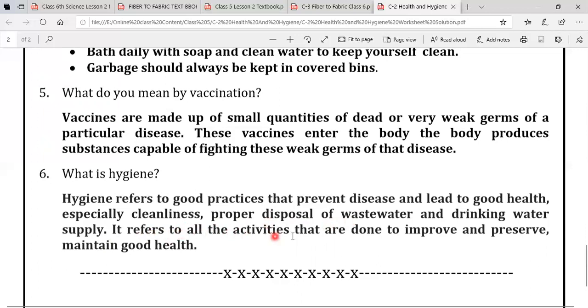It refers to all the activities that are done to improve, preserve, and maintain good health. So there are some activities that you need to follow so that you will be hygienic. Understood?